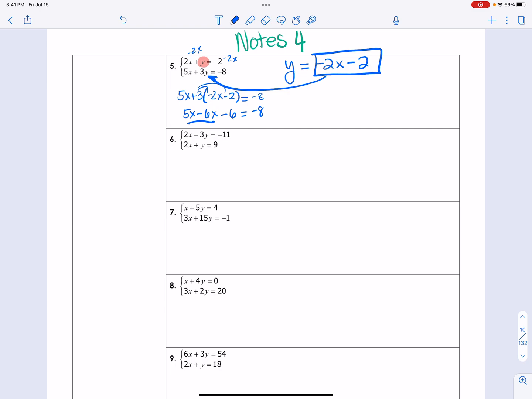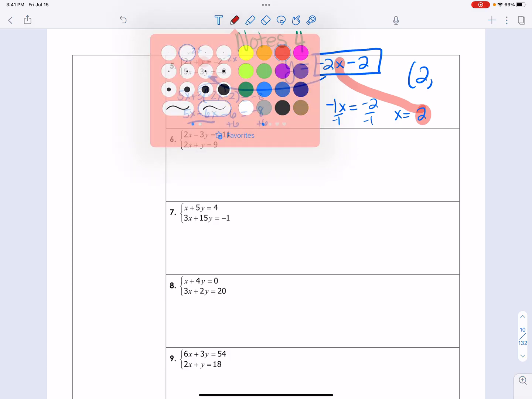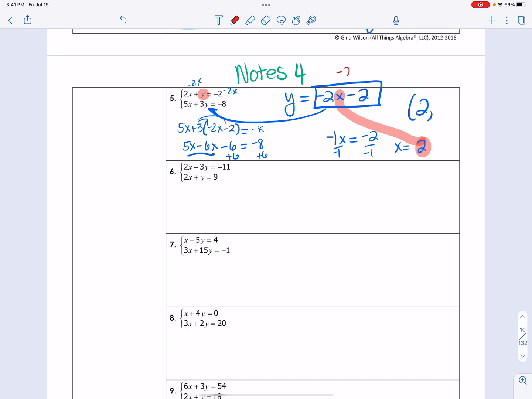These two are on the same side, so negative 1x. If I add the 6 and add the 6, I get a negative 1x equals a negative 2. Divide by a negative 1, and x equals 2. Right? So now I'm going to take that 2, and I'm going to substitute it back into there. So I would say negative 2 times 2 minus 2, which is a negative 4 minus 2. So my answer is a negative 6. These lines hit at 2, negative 6.